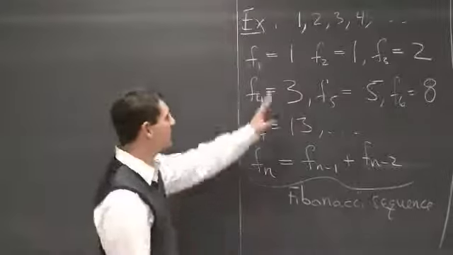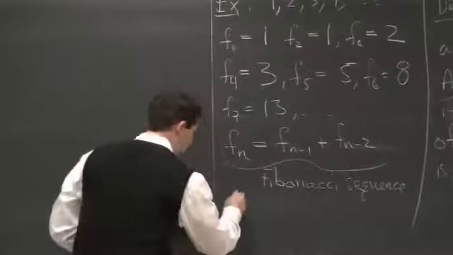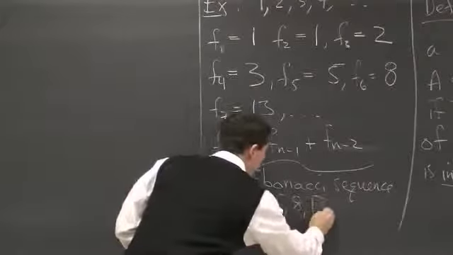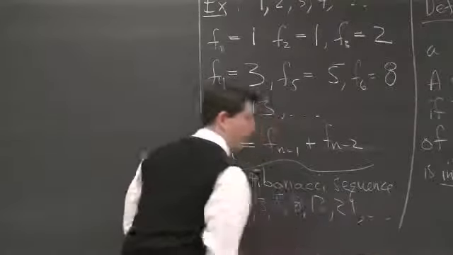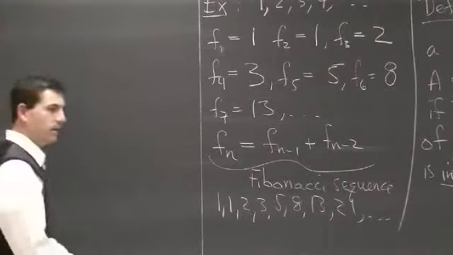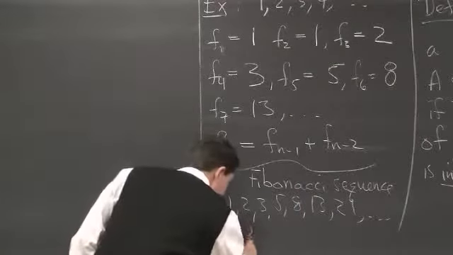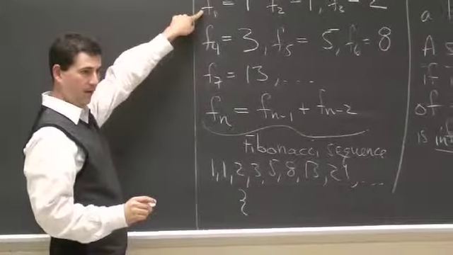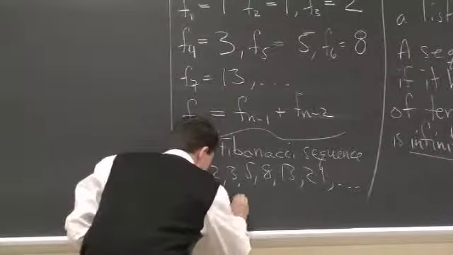So this is another sequence. The sequence you could write as 1, 1, 2, 3, 5, 8, 13, 21, and so forth. That's our sequence. And the way that we might write this down in shorthand, since we've used these F's for Fibonacci, we might write something like this.